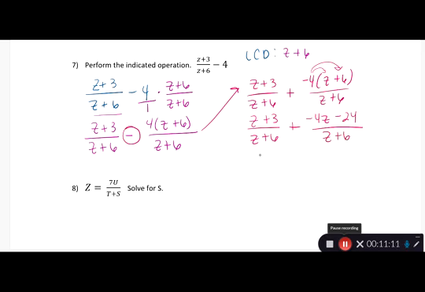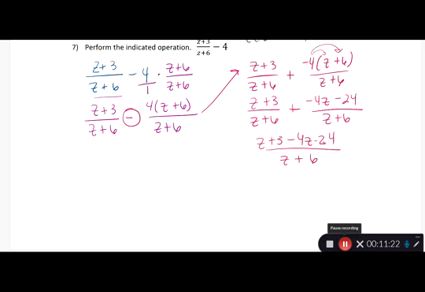Now I want to bring the top together. I have z plus 3 minus 4z minus 24 all over z plus 6. So you can see how this 2 looks oddly familiar to the z, especially when you're hurrying or writing quickly or something like that. So again, please make sure you're denoting which one is your z. So now we want to combine like terms. We have a z minus 4z that are the same, right? So 1 minus 4 gives me a negative 3z. A plus 3 minus 24 gives me a negative 21 all over z plus 6.